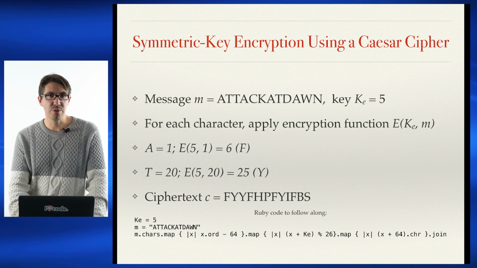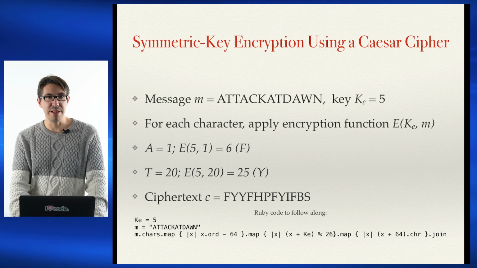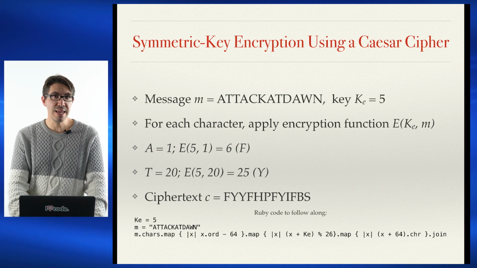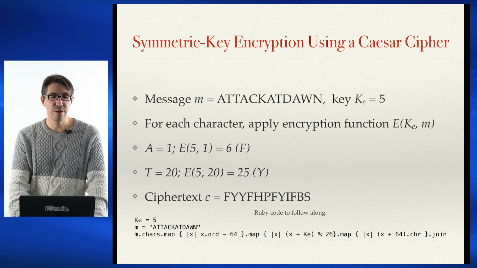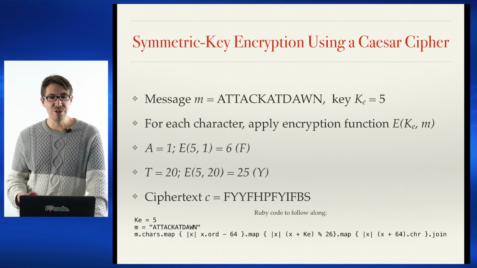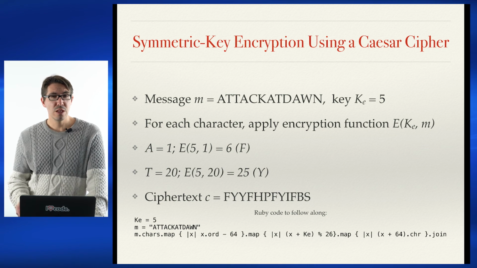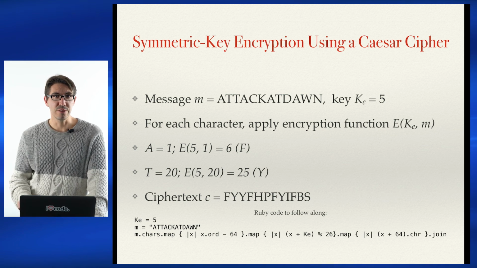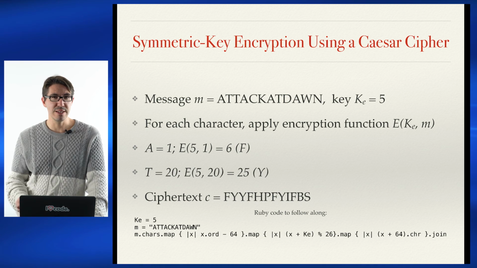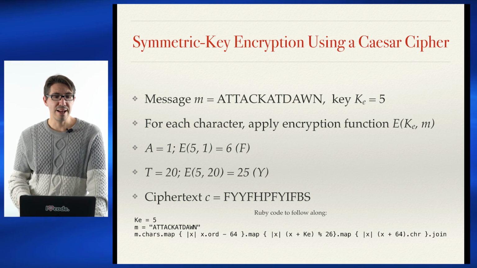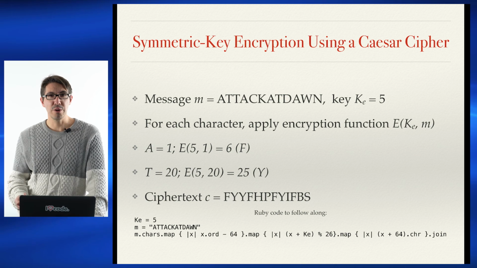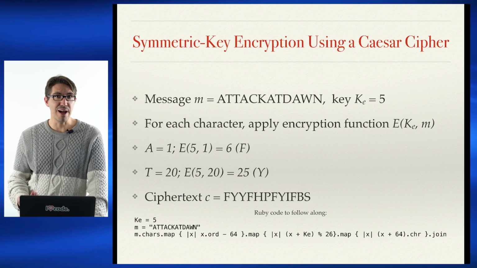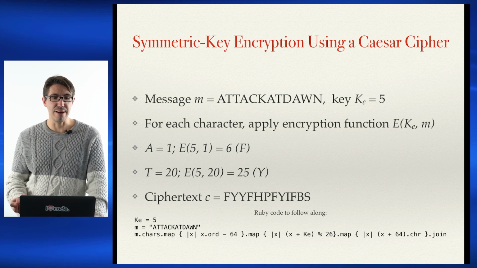So let's just walk through a simple example of a Caesar cipher. Our message M is attack at dawn, and our key, K sub E, is 5. We're going to go through each character and apply our encryption function E. The first character of our message is A. That is equal to 1. Applying our encryption function E, we add 5 to 1 and get 6, so that it's F.